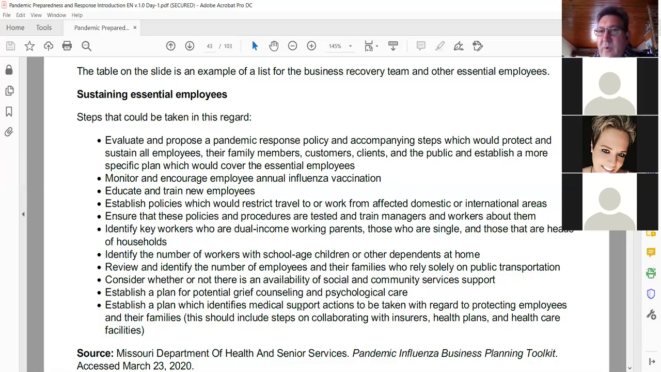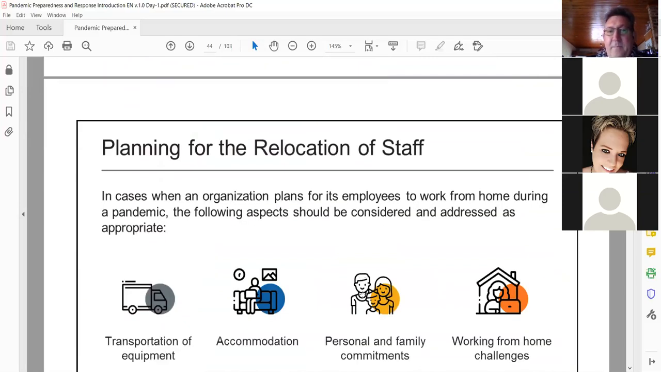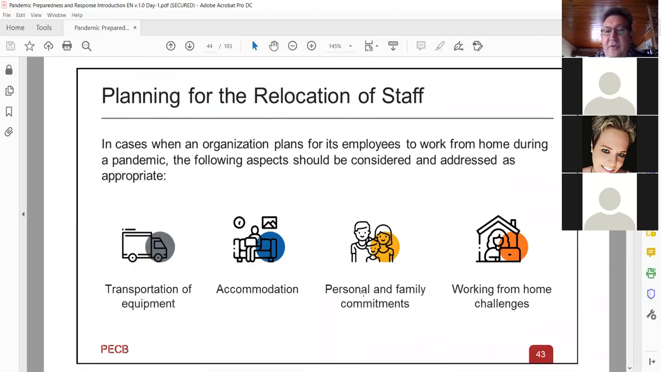I know with the Gautrain, what we've got there is that there's a clinic on site, so people can go there, so they can be tested each and every day. Planning for the relocation of staff. So if you're looking at that, in case when an organization plans for its employees to work from home during a pandemic, the following aspects should be considered. Firstly, transportation of equipment. How can that be done? Accommodation. Do they have the necessary infrastructure to actually work from home?